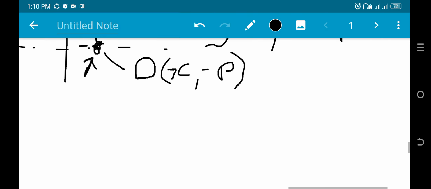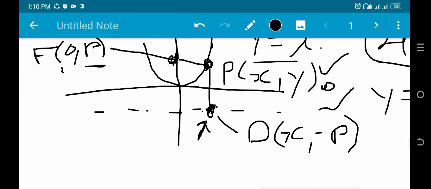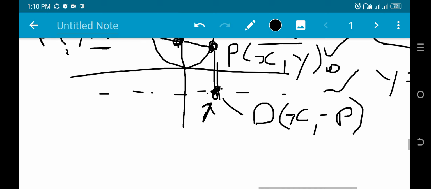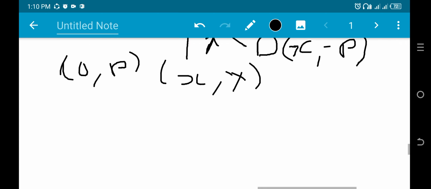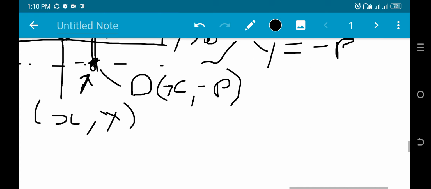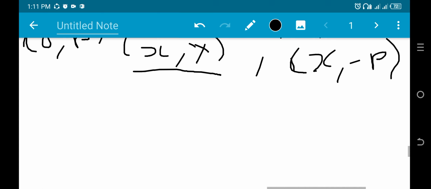Now, since we know our distance formula, let's start with these points. We are starting with this coordinate, the first one, which is (0, p) for the focus. We are merging it with the arbitrary point, which is (x, y). So now let's use the distance formula for these two. Afterwards, we'll use the distance formula for the arbitrary point and the point on the directrix, which is (x, negative p), while setting them equal to each other.